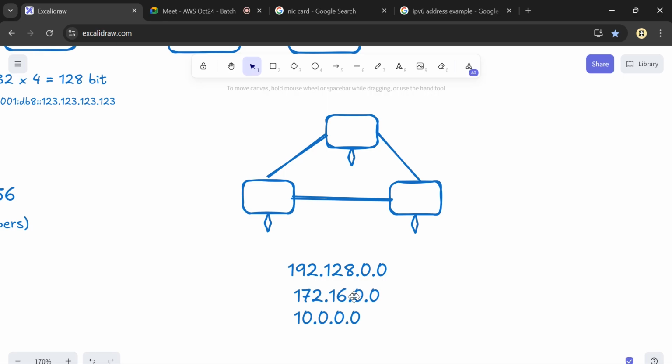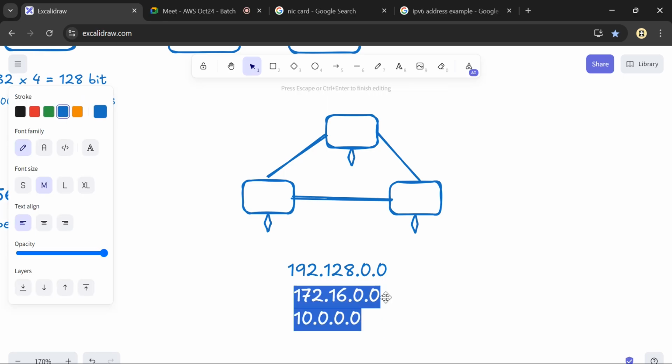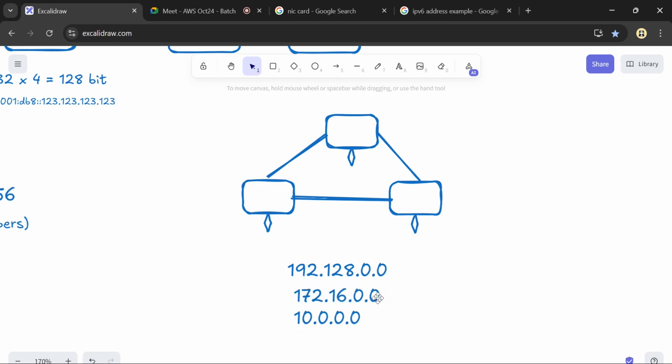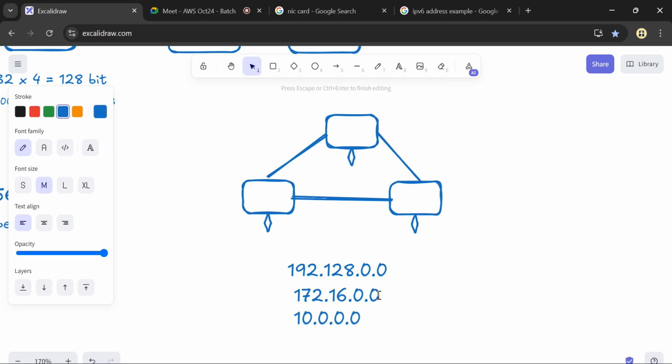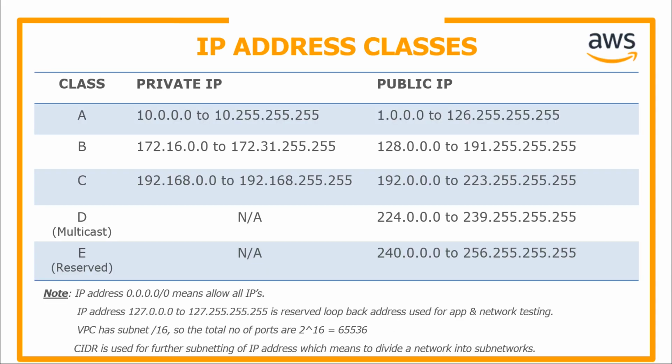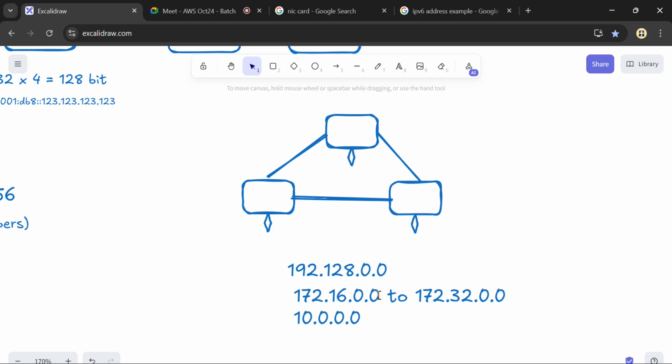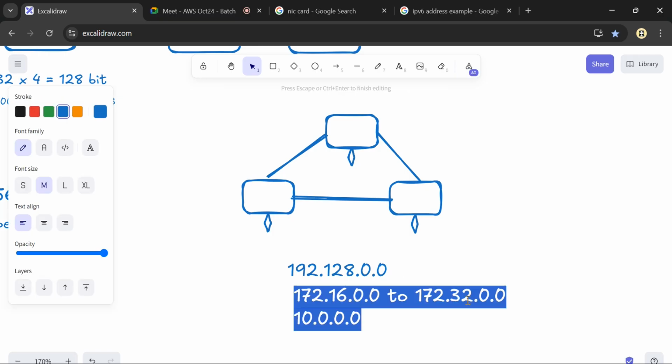It can also be 172.32. So that is the range. So from 172 to 172.32.0.0. Let me just cross check it. It will be till 31 only.